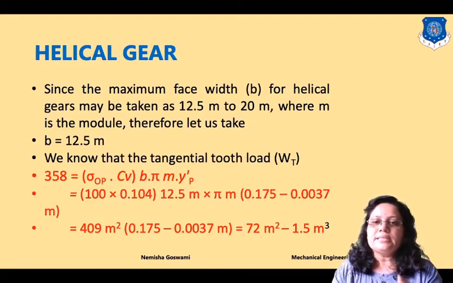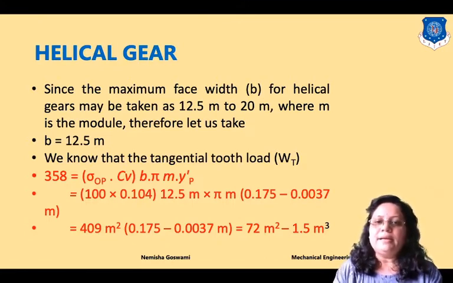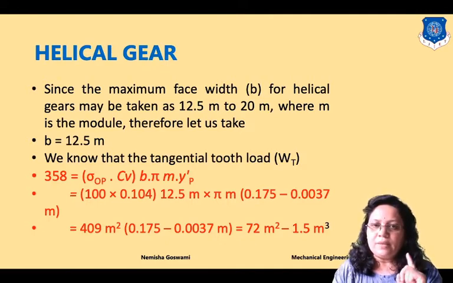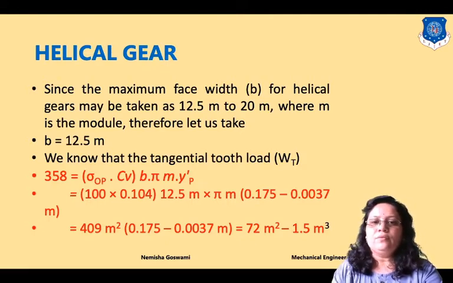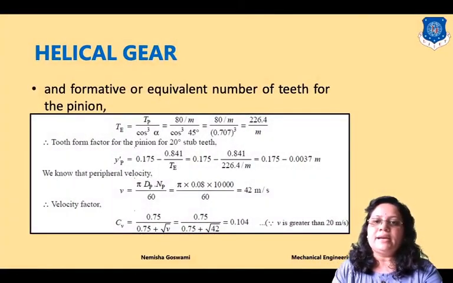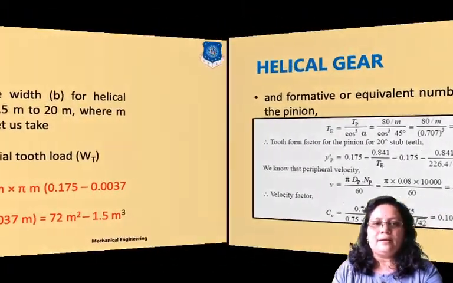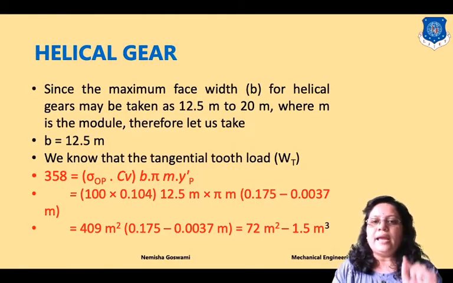Newton. So this is equal to sigma OP multiplied by velocity factor, multiplied by face width, multiplied by pi, multiplied by module, multiplied by your, what is the Y dash P? So here you can see that Y dash P is your tooth form factor. Okay, so I will put all values here and we will take B face width is equal to 12.5 times of module, right? So here we will put all the values in terms of module. So we will get this equation. Finally, simplify equation we will get is 72 m square minus, 72 m square.